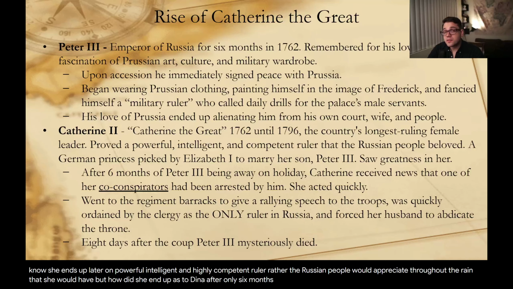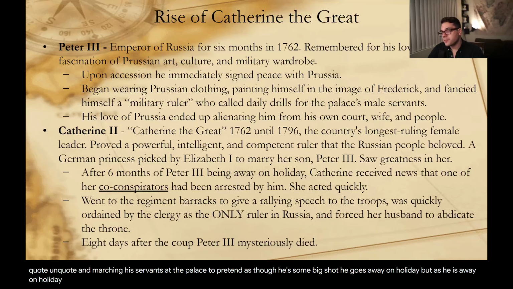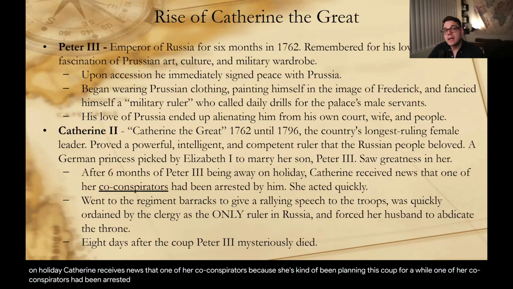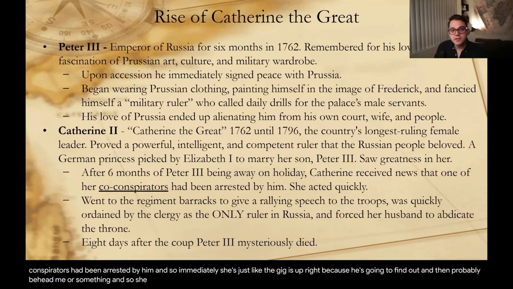After only 6 months of Peter III having his heyday as being the military ruler, quote unquote, and marching his servants at the palace to pretend as though he's some big shot, he goes away on holiday. But as he is away on holiday, Catherine receives news that one of her co-conspirators, because she's kind of been planning this coup for a while, had been arrested by him. And so immediately she's just like, the gig is up, right? Because he's going to find out and then probably behead me or something. And so she strikes first.